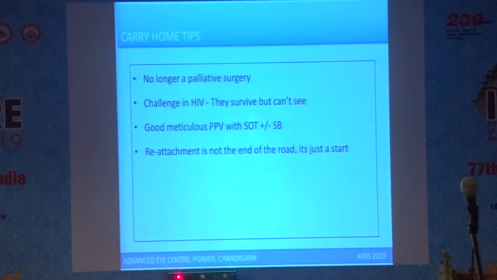So I would end my talk with the take-home tips here. You must remember that in HIV patients, no longer are these palliative surgeries, because these patients are now surviving for long. So the onus is on us, because they are surviving, but they can't see. So you have to go for a definite treatment in these patients. You have to put oil in these eyes. You have to later on do cataract surgery also in the eye. You have to sometimes remove the oil in these patients. So good meticulous PPV, SO, and scleral buckle plus minus is the key to success in these patients.